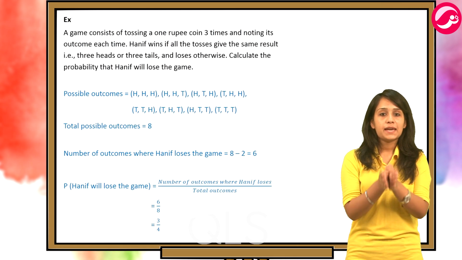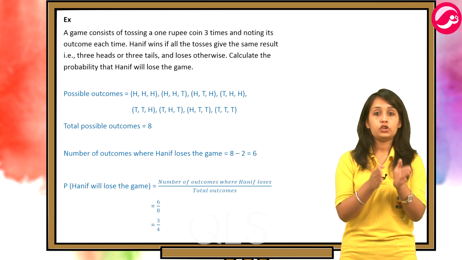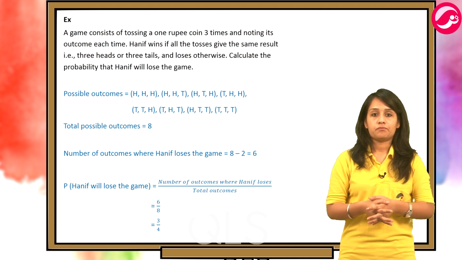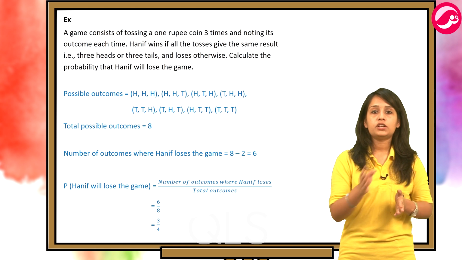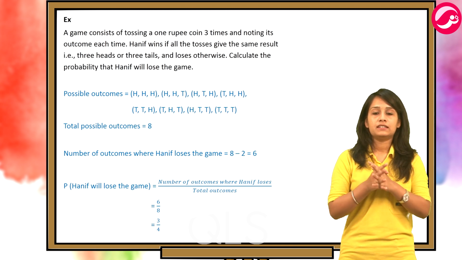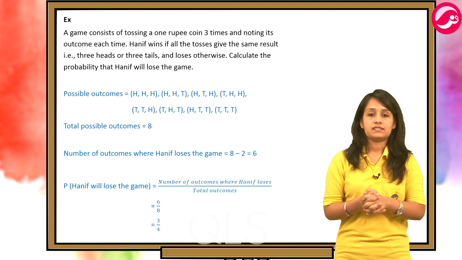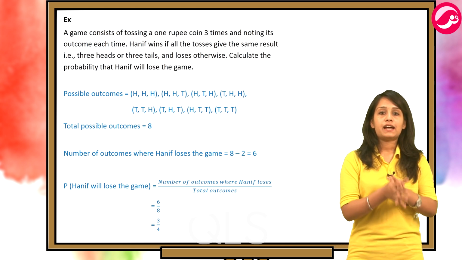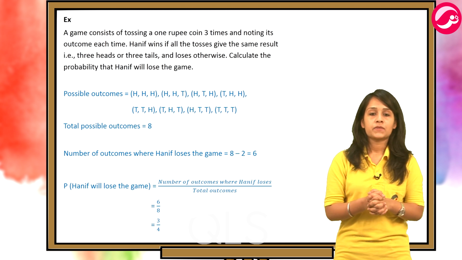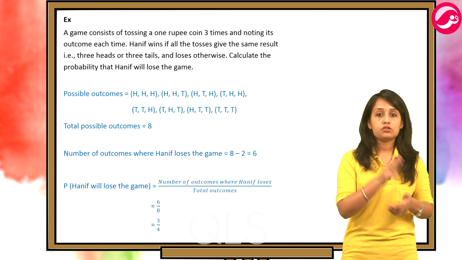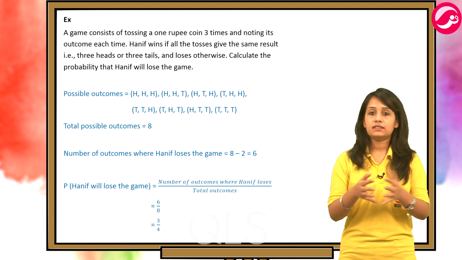Now a game consists of tossing a 1 rupee coin 3 times and noting its outcome each time. Hanif wins if all the tosses give the same result, that is 3 heads or 3 tails, and loses otherwise. So calculate the probability that Hanif will lose the game. Now अगर हम coin को 3 बार toss कर रहे हैं तो हमारे पास 3 outcomes के कुछ sets बनेंगे. And how do we make these sets?